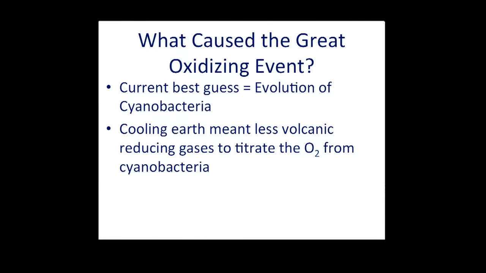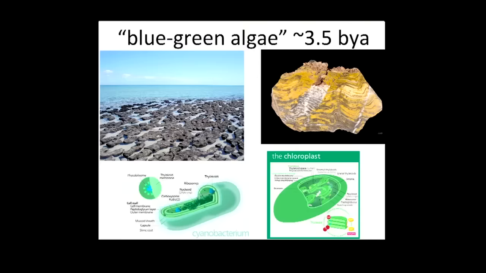Where did that oxidizing event come from? We call it the Great Oxidizing Event, GOE. And the best guess here is the evolution of cyanobacteria. So these are bacteria, single-cell organisms, which we used to call blue-green algae when we were growing up, but they're not algae, they're bacteria. And they kind of look like this. This is a picture of a cyanobacterium.